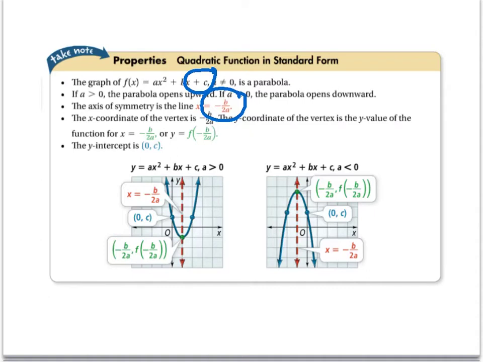So you can see there in the two graphs, they're just showing you a greater than 0 opening up, a less than 0 opening downward.